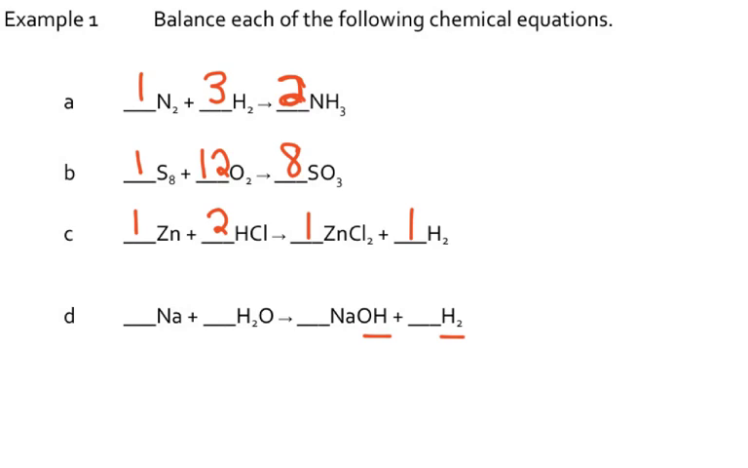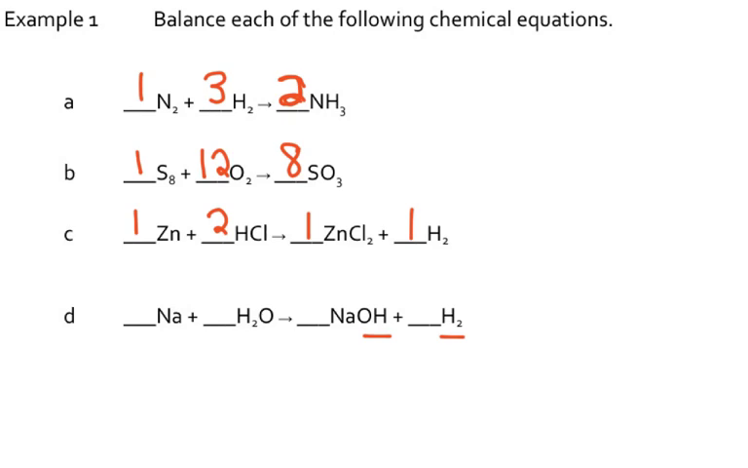The way it sits right now, if we look at the hydrogens on the right, we have 3 of them. 1 from NaOH and 2 from H2. We also only have 2 hydrogens on the left, which complicates things. In order to turn 2 into 3, we'd have to multiply by 1.5, which is not okay. We can only use whole numbers when we're dealing with balancing chemical equations.